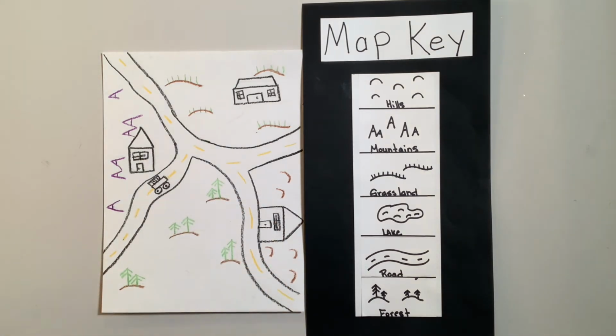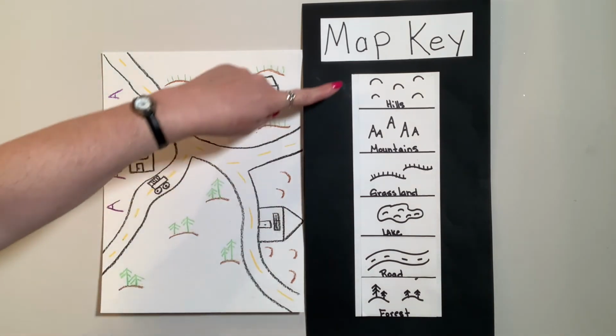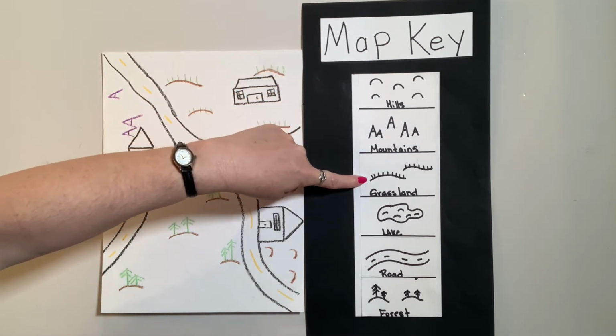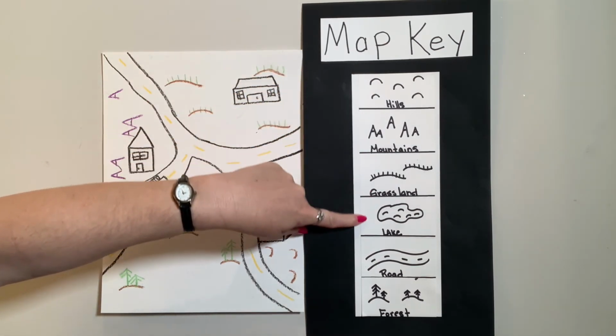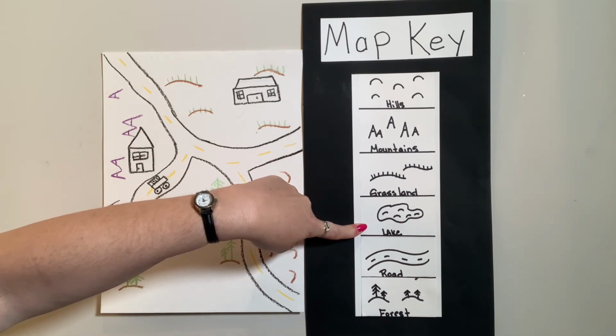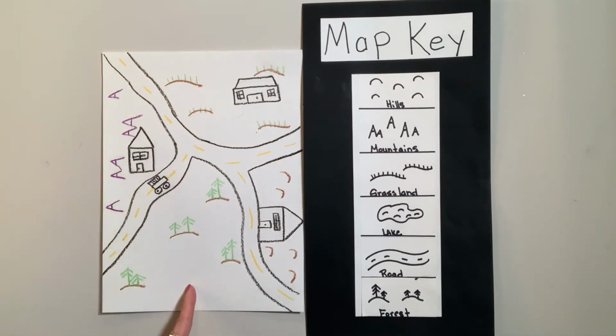Now, there is one symbol we did not use yet. Let's go over them. We used the hills. We used the mountains. We used the grassland. Did we use the lake yet? If you said no, you are right. We did not use the lake. So we're going to put our lake right here.